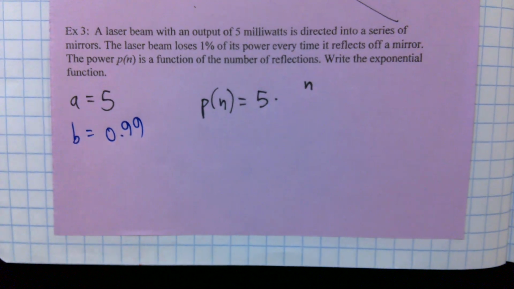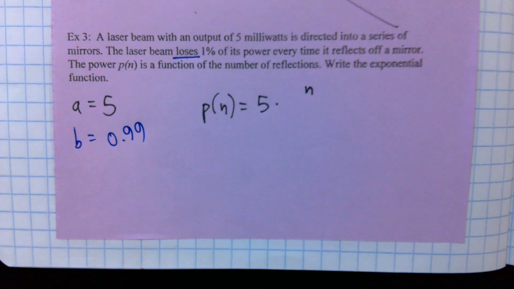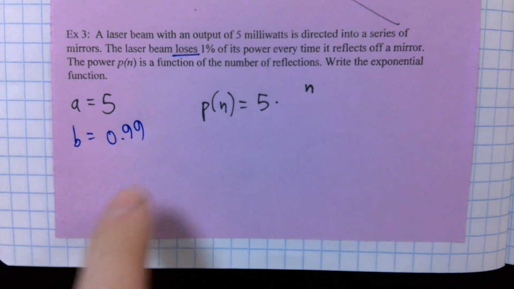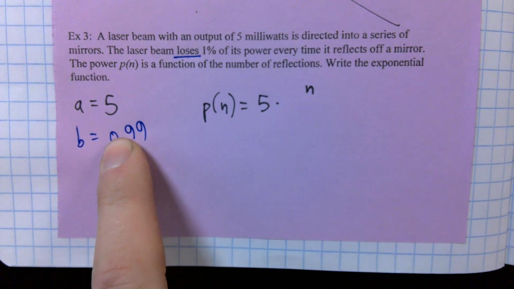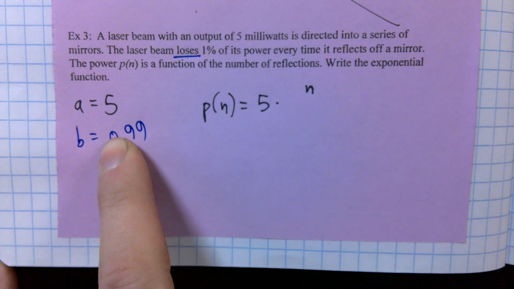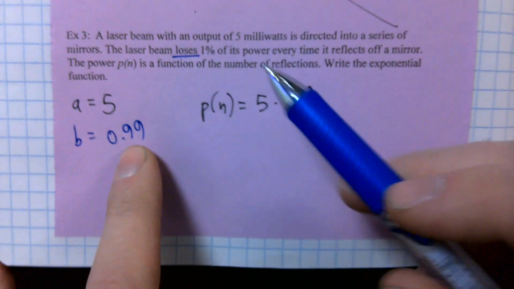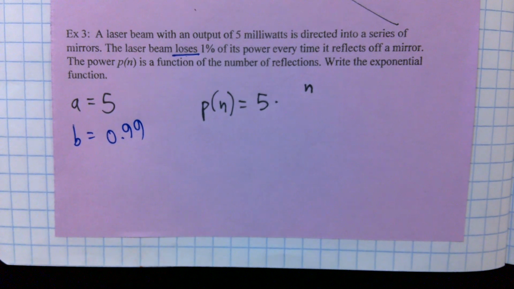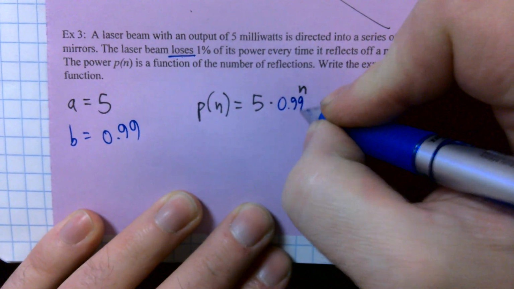Is it gaining 1% of its power? No, it's losing 1% of its power. So after reflecting off 1 mirror, the power will be 99% of what it originally was. Great job. I totally understand, Mohammed, you think in negative 1.01. That's what I initially would have thought. But if I'm losing 1% of my power off 1 mirror, well, now I'm at 99% power. Does that make sense? So my B value is 0.99.